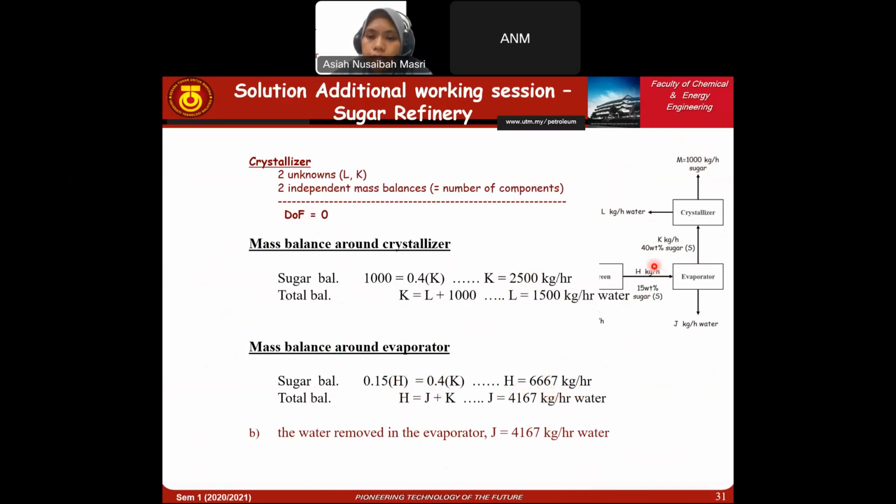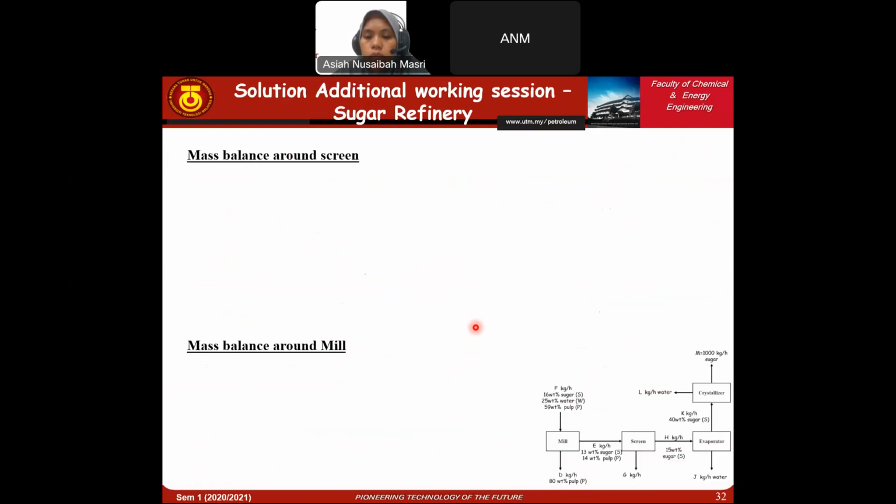Then we do the total balance. H is equal to K plus J. With that, we can solve J. We know H, we know K. We got J is equal to 4167. That way we actually answered the second question, which is how much water is removed from the evaporator. So that's 4167 kilogram per hour of water.